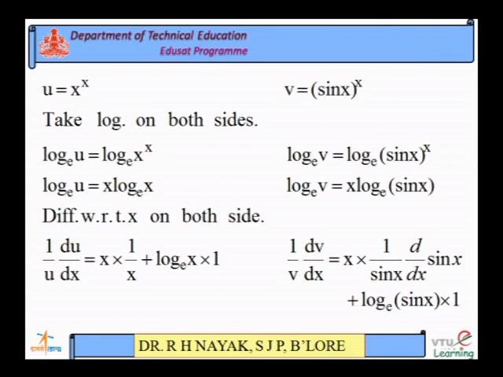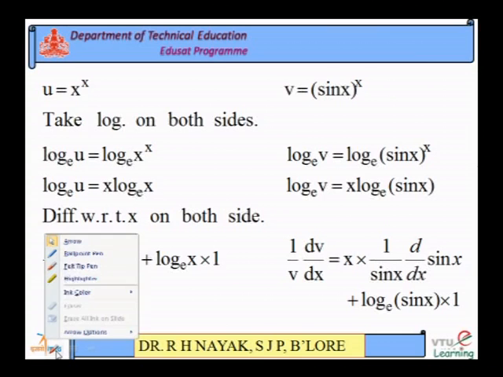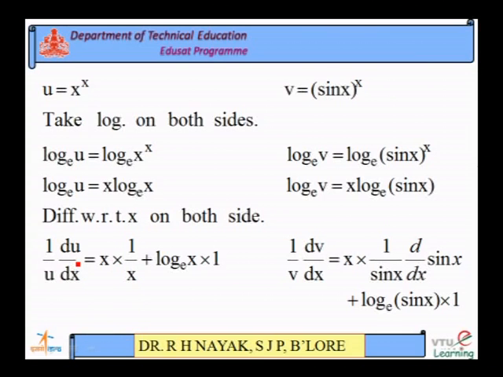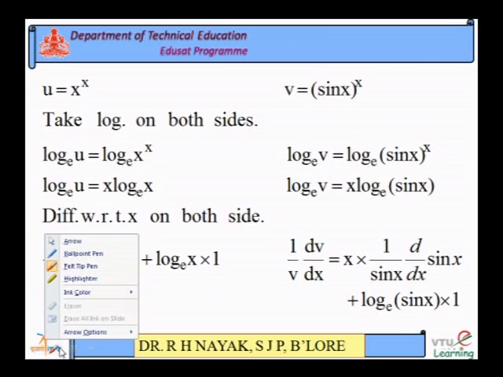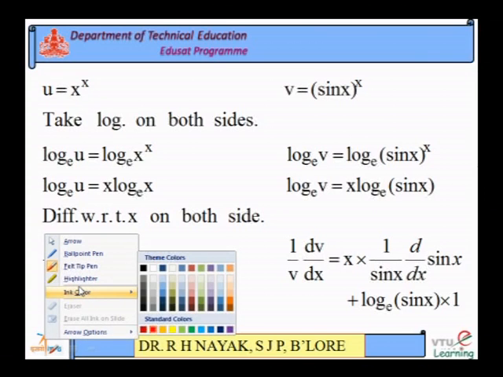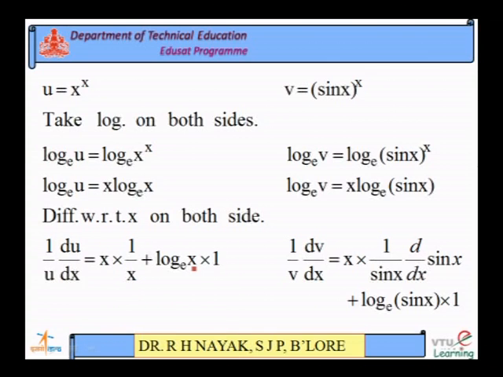So, how to differentiate this? That is 1 by u into du by dx, is equal to the differentiation of x into log x. If you differentiate log u, it is a function of x, therefore I have to take 1 by u into du by dx.